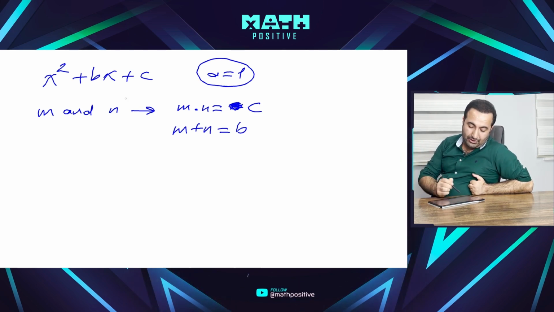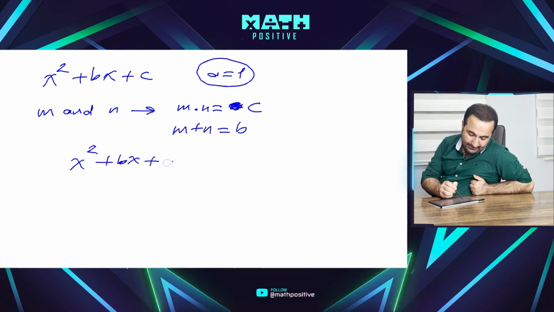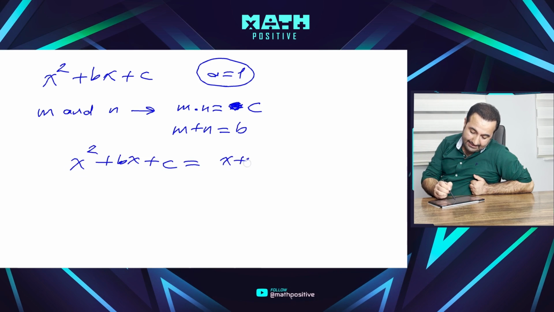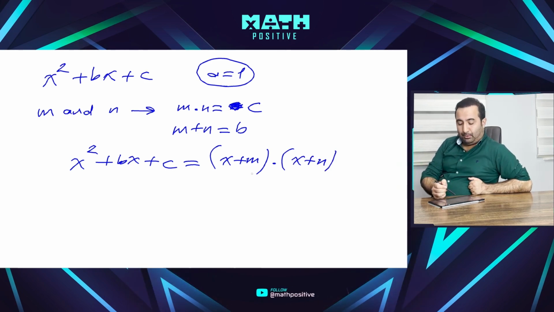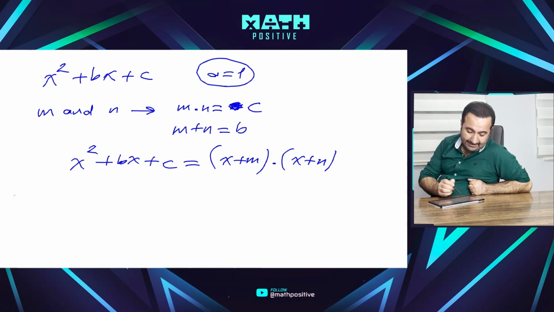Repeating this, we should find two numbers, let's say m and n, such that m times n is equal to c, our constant, and m plus n is equal to b, which is the coefficient of the x term. Then we can write x squared plus bx plus c as x plus m times x plus n. This is a simple factorization. Let's give some examples.